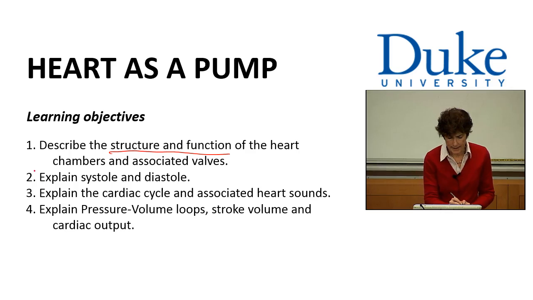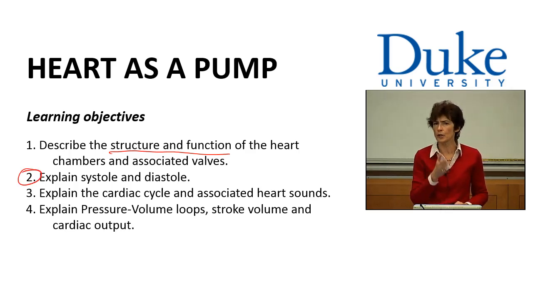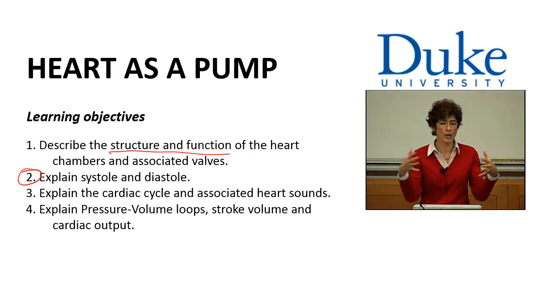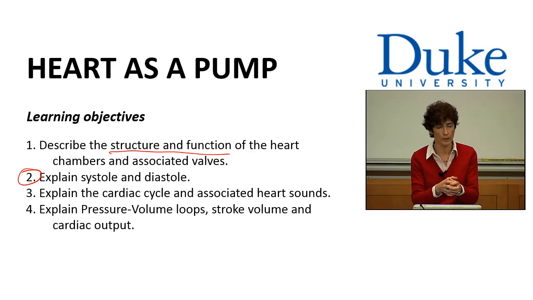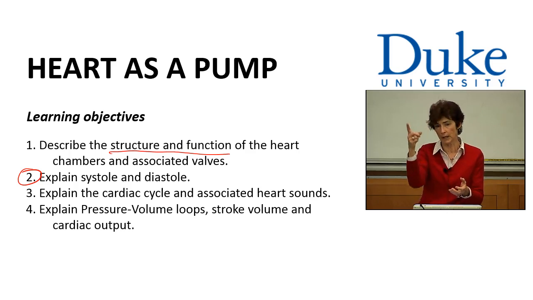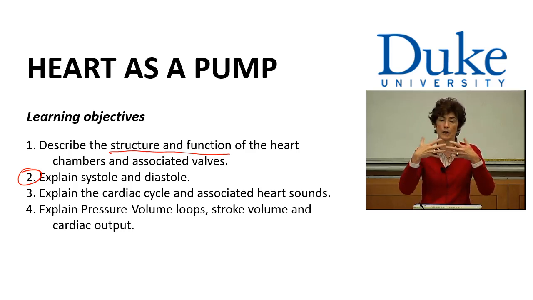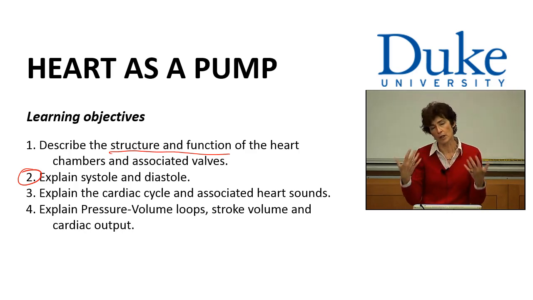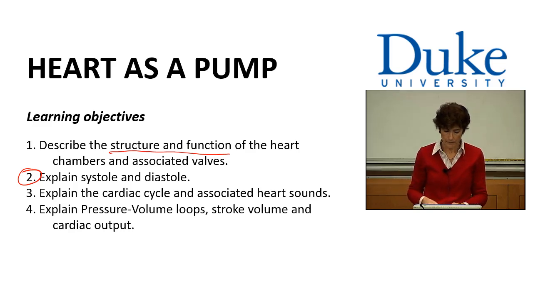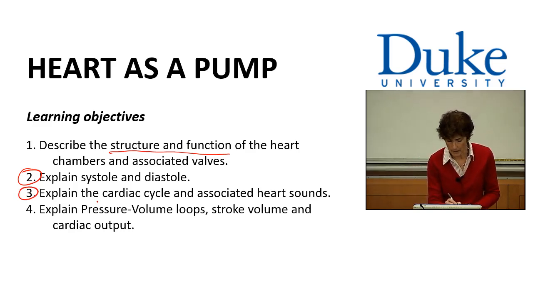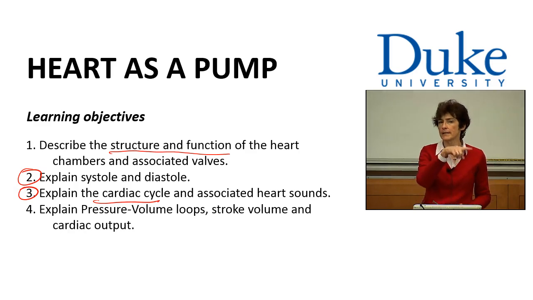valves. And then secondly, we want to talk about what's called systole and diastole. Systole is the time when the heart is contracting and generating pressure, an ejection of the blood. And diastole is when the heart muscle is relaxing, the valves open and the heart fills with blood. The third, we want to explain the cardiac cycle: you have one systole and one diastole, and that's one cardiac cycle, and that's one heartbeat.